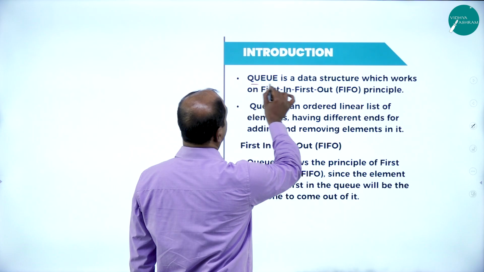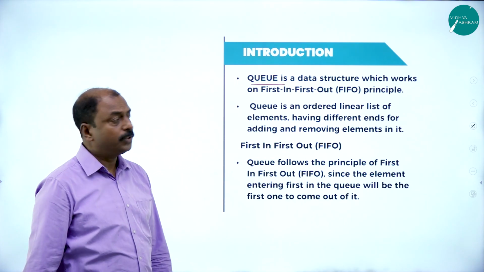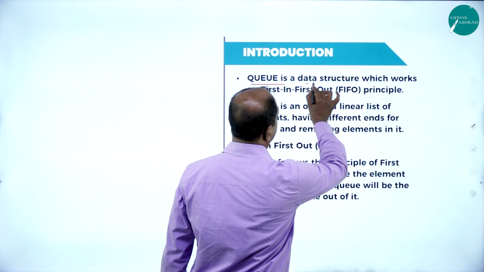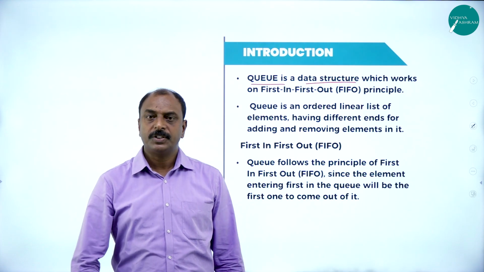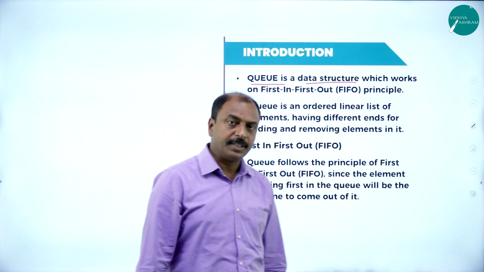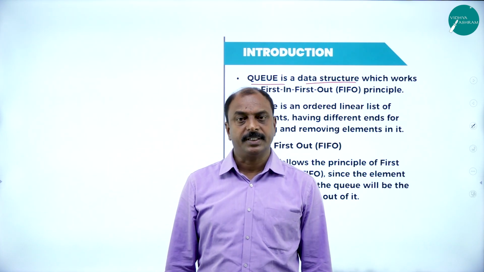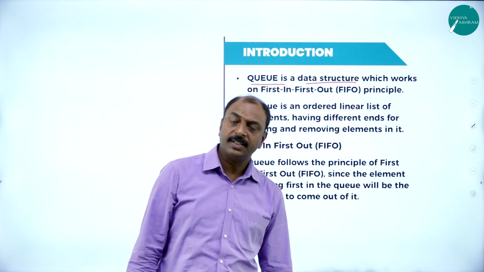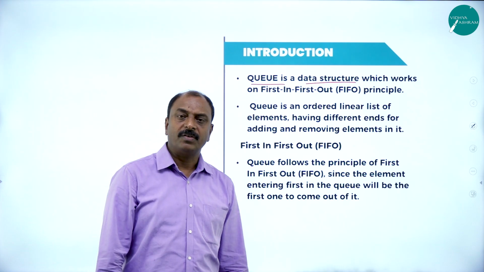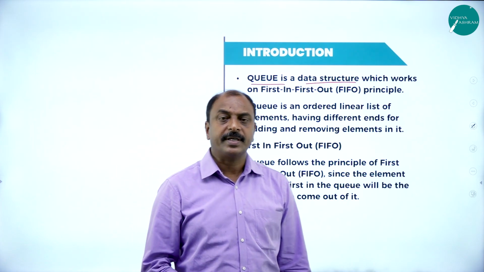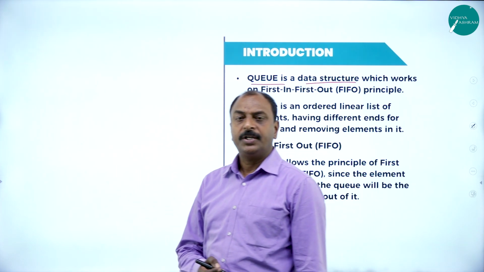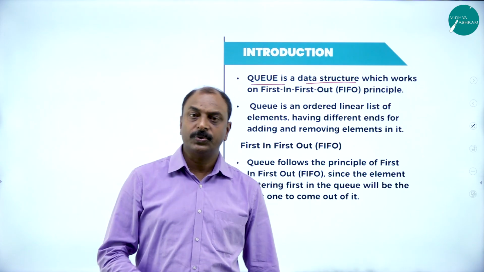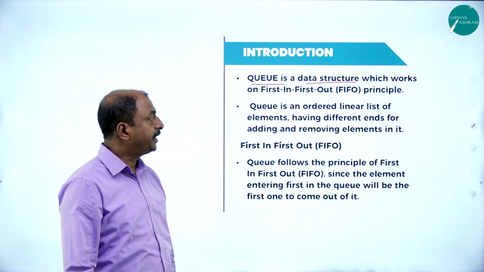So, what is a queue? Queue is a data structure. You have learned in the previous chapter the definition of data structure and example for data structure. So, what is a data structure? Data structure is a system where we can store the data and organize the data, and it will be easily accessible by the user. That is the definition of data structure.